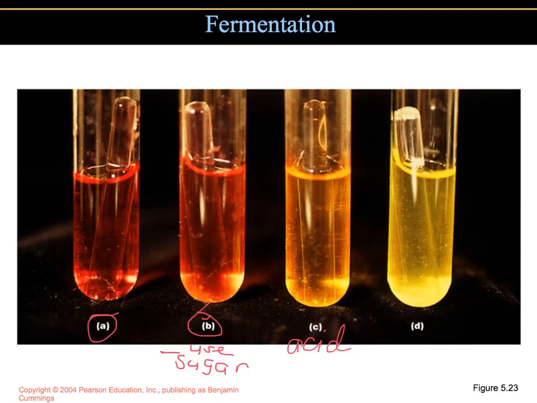And here, in D, E. coli is positive. This one is E. coli in D. And we know that it's positive for acid because it changed color. And it's also positive for gas because there's a bubble that's trapped up in the inverted Durham tube.